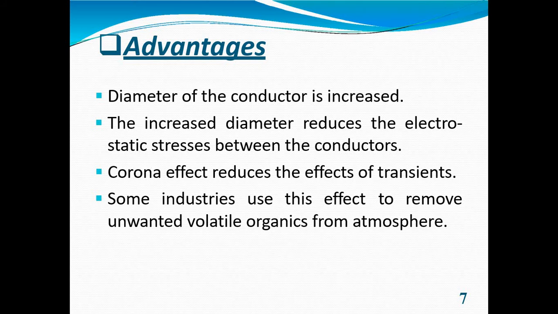Now, advantages and disadvantages of the corona. Corona has many advantages and disadvantages. In a correct design of a high voltage overhead line, a balance should be struck between the advantages and disadvantages. First, due to corona formation, the air surrounding the conductor becomes conducting, and hence the virtual diameter of the conductor is increased. This increased diameter reduces the electrostatic stress between the conductors. So, corona reduces the effect of the transients produced by surges.